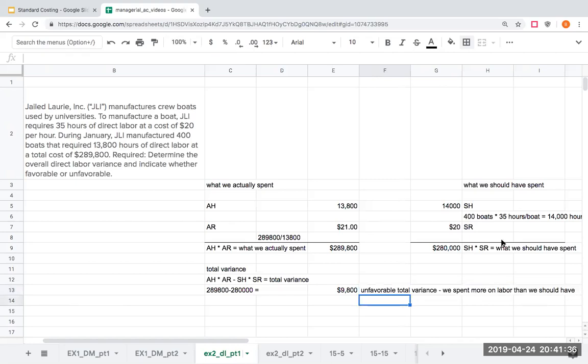Again, I'm taking the standard, meaning what I budgeted. If I was going to make 400 boats, how much should I have been spending in labor? I'm comparing this to what I actually spent. So that's the first part of our problem. Now, similar to the other questions we were looking at previously.